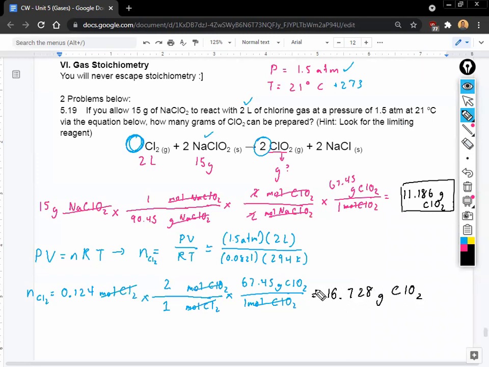Okay, so these are the two values that we get. And then since we have to talk about limiting reagents, if you notice, which one of these compounds limits the reaction? Yeah, NaClO2, since we run out of that. So this is our limiting reagent. We don't make 16. Instead, in reality, we're going to make 11.186.